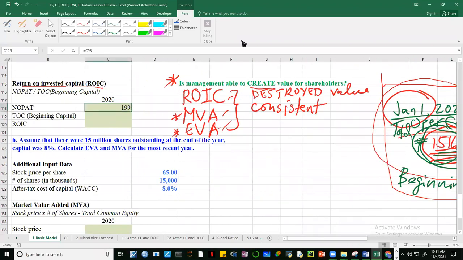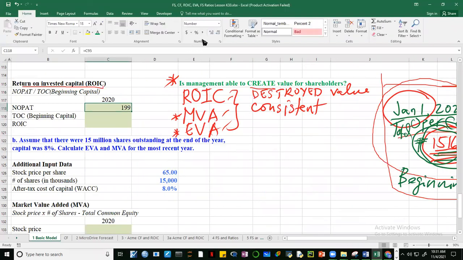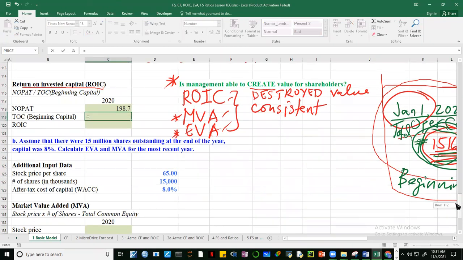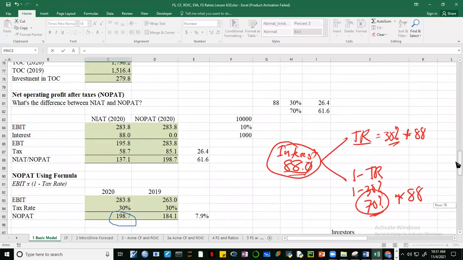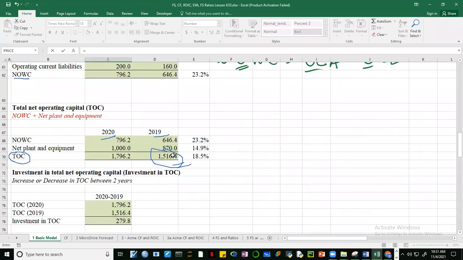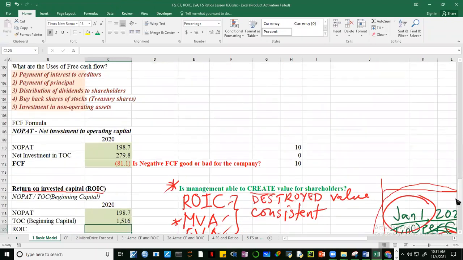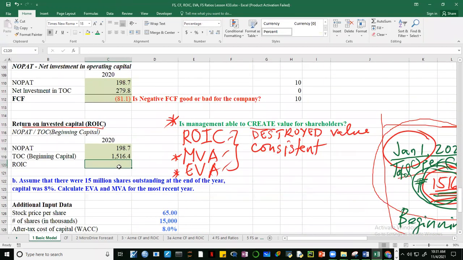Sige, tingnan natin yung ratio, guys. Ang profit natin, operating profit, 198.7. Ang beginning capital natin is 1516.4. Therefore, we can now compute for ROIC. It's equal to yung profit natin divided by the beginning capital. So that's 13.1%. Anong ibig sabihin ng 13.1% na yan, na ROIC?